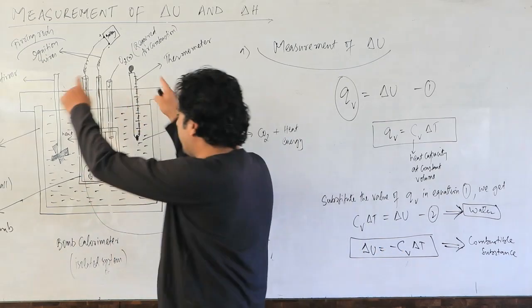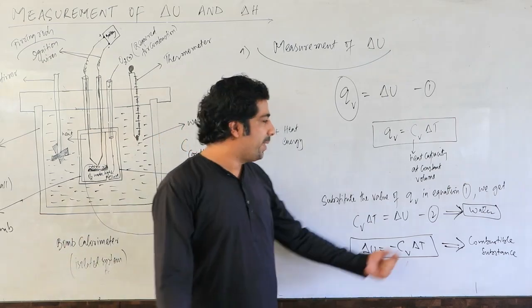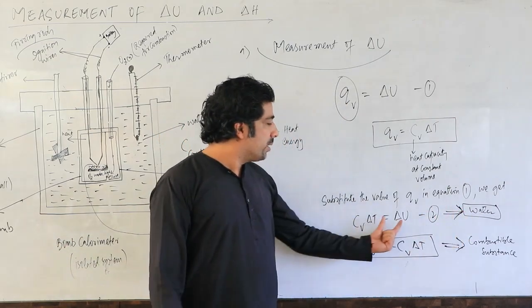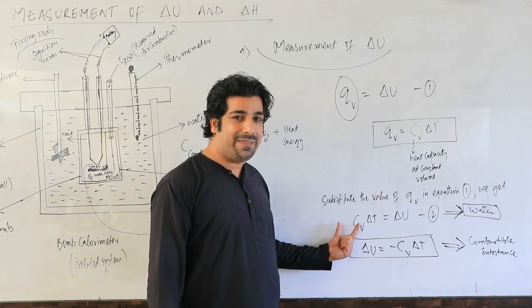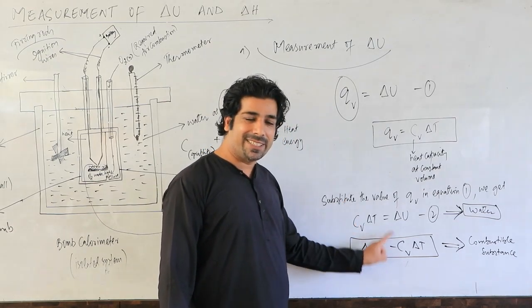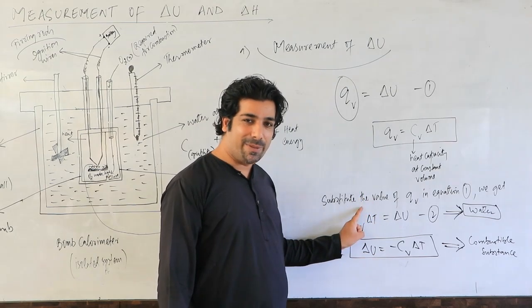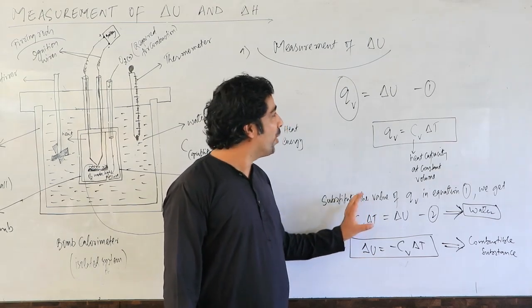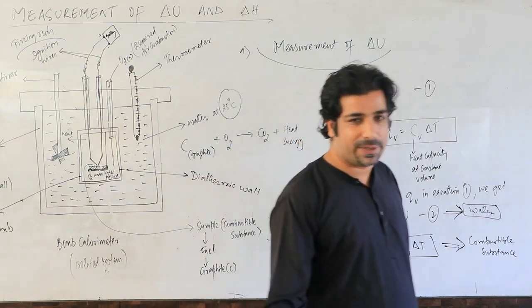And in this bomb calorimeter, with respect to water, delta U is equal to plus CV delta T, because this guy is losing the heat and this guy is absorbing the heat. Remember that particular thing. I hope you have understood, my dear friends. Please make note of this.